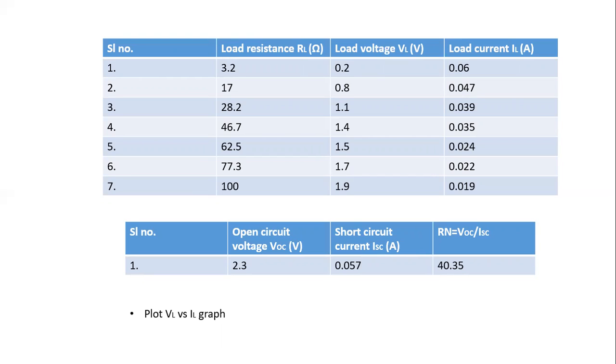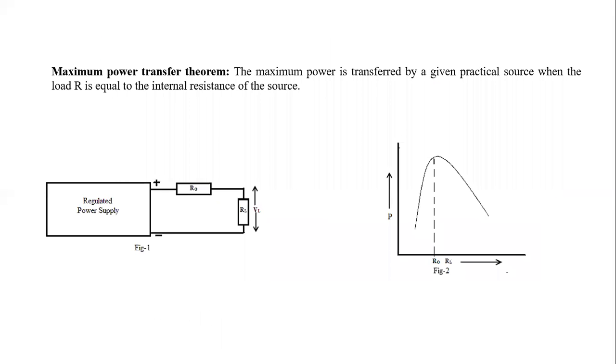So to verify Norton's theorem, you have to plot the graph, and according to it you have to find out the intersection, and you have to see whether it is matching with ISC or not, and whether the slope is matching with 1 by Rn or not. Okay. So Norton's theorem is completed. Now we'll come to the maximum power transfer theorem.